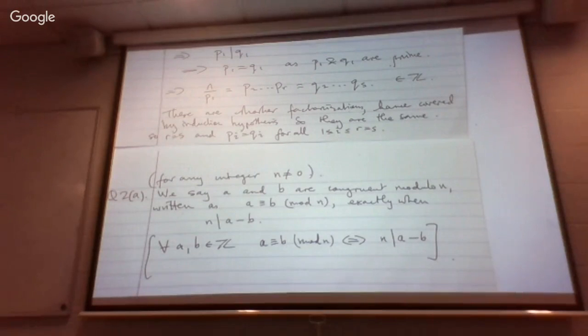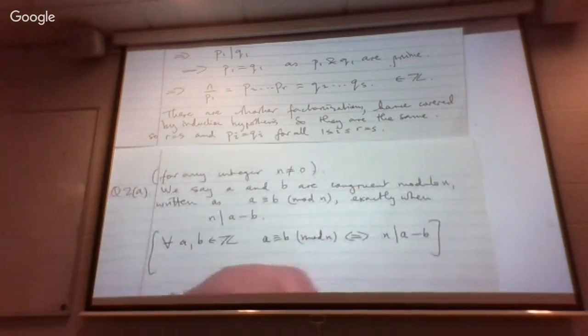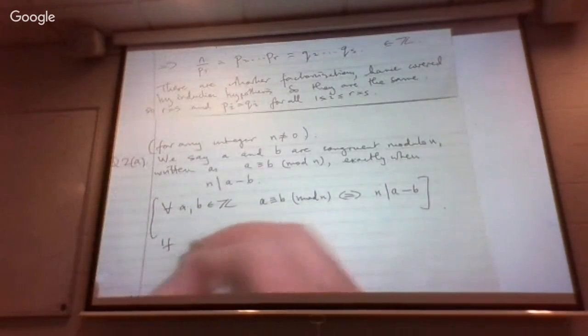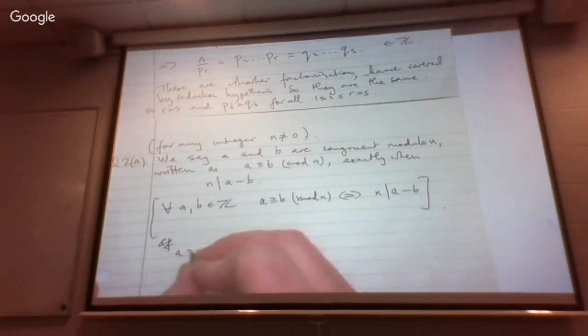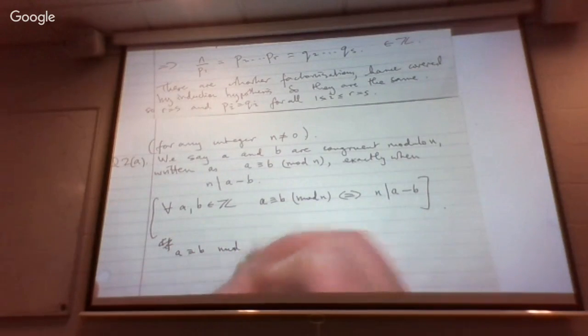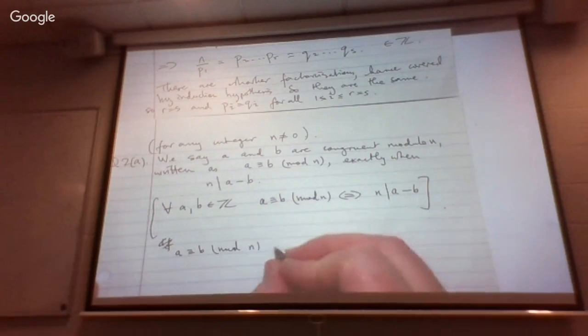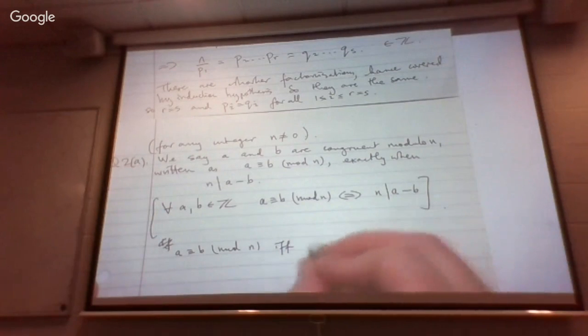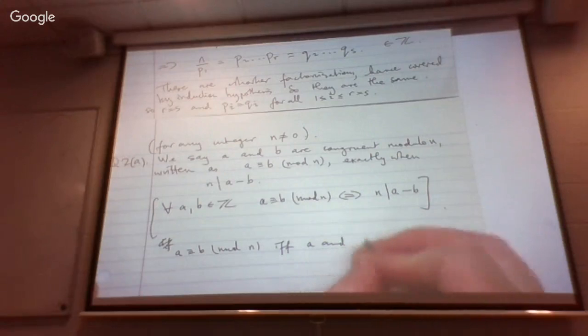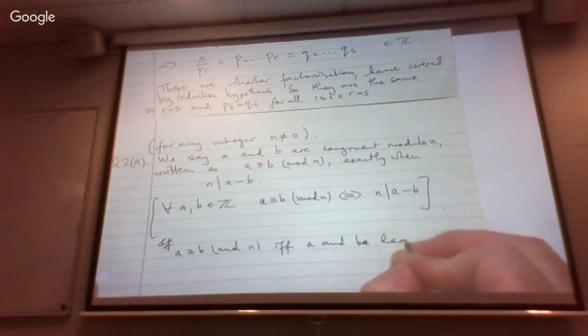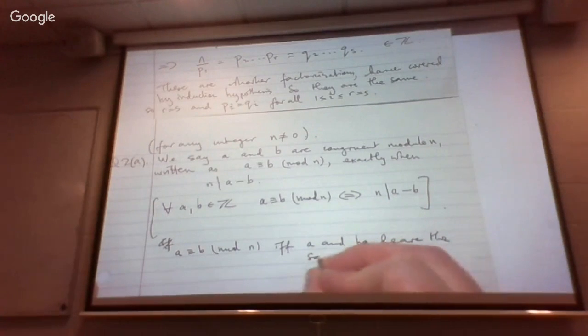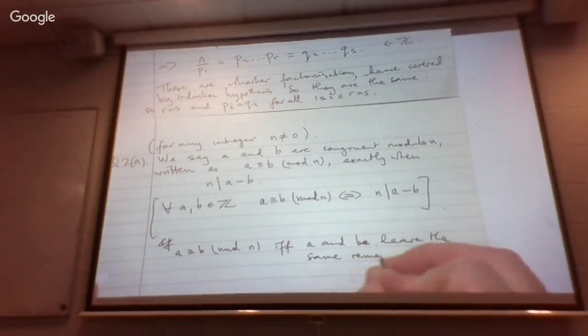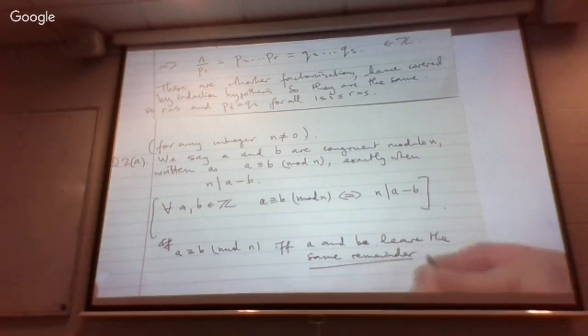Oh yeah, and then there was this extra little part. How does this relation relate to the remainders left when a and b are divided by n? So a being congruent to b modulo n, how does that relate to integer division by n? Just stated here, if and only if a and b leave the same remainder. So the remainders have to be the same remainder when integer divided by n.